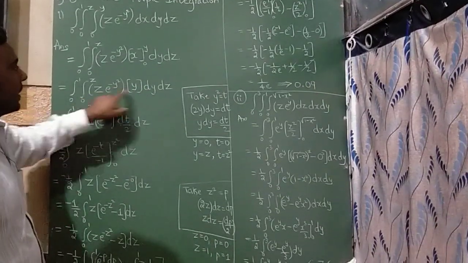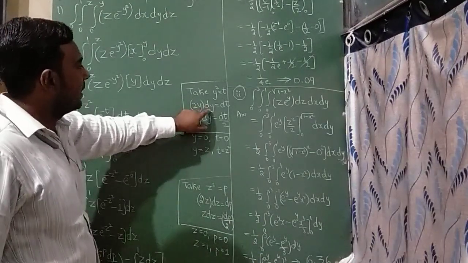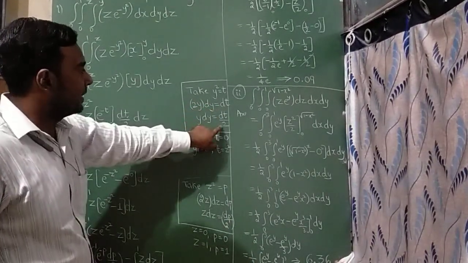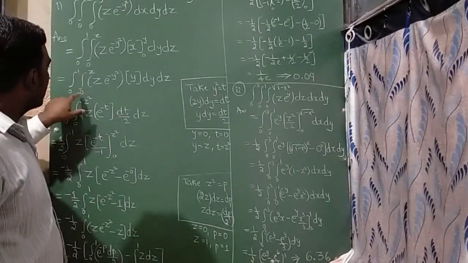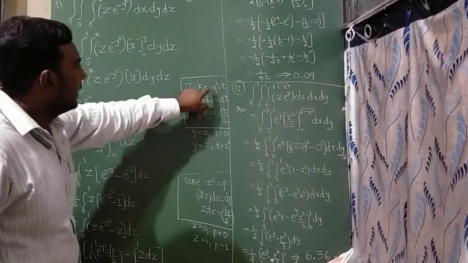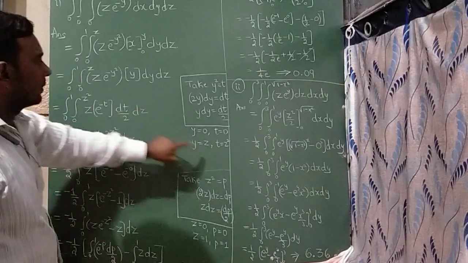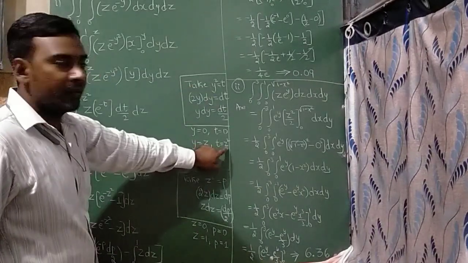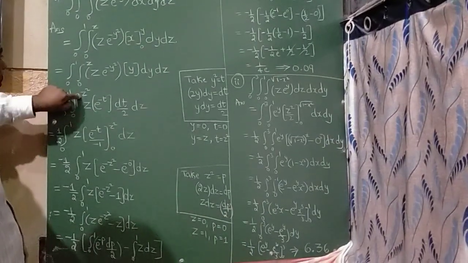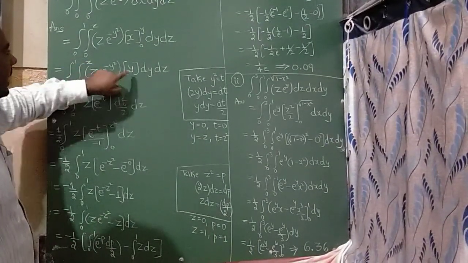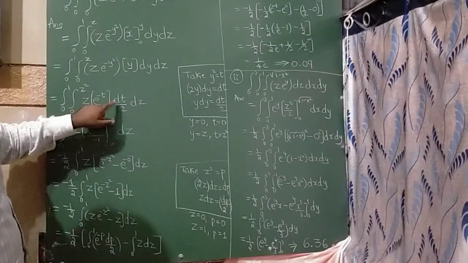So here y square is there. I have taken y square is equal to t. If I differentiate this, I will get 2y dy is equal to dt. This 2 will go in the denominator, so y dy is dt by 2. Now when y is 0, if I substitute here, I will get t as 0. When y is z, t will become z square. So I'll replace this by 0 to z square, and this by t, and this whole term by dt by 2. Fine. Now I'm going to integrate with respect to t.